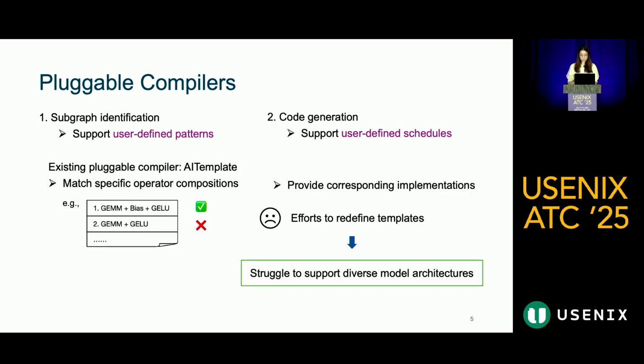However, this approach often struggles to support more diverse model architectures. For instance, AITemplate supports GEMM, bias, and ReLU, but not GEMM and ReLU by default currently. So if you want to drop the bias, you need to add a new backend template and update the frontend too. Also, AITemplate doesn't yet handle models with dynamic shapes well, which limits its flexibility in broader use cases.